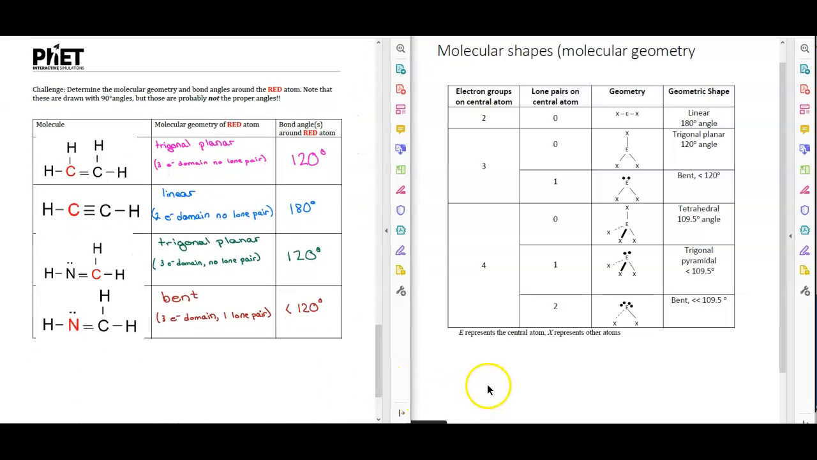Now let's look at the challenge problems. For these, I am only using the chart. The carbon in red has 4 bonds, but only 3 electron domains. The double bond counts as only 1 electron domain. 3 electron domains and no lone pairs lead us to a trigonal planar geometry around the carbon in red.